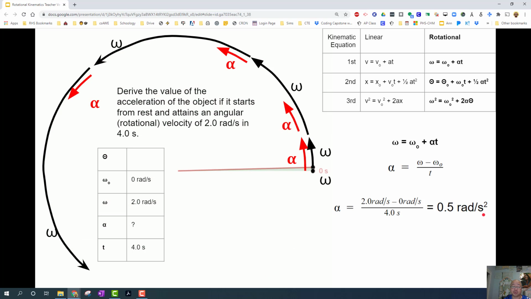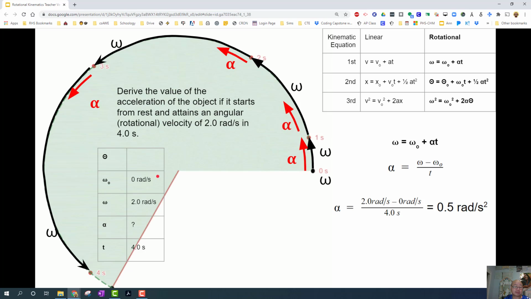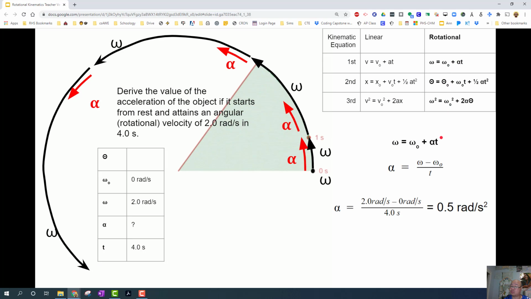So remember, it's really important that first we draw our motion map. We make our list of variables with the 3 variables whose values we know and the one we're looking for. We identify the equation that we need. We do the appropriate algebraic manipulation, and then we substitute the correct values to arrive at our answer with the correct units.